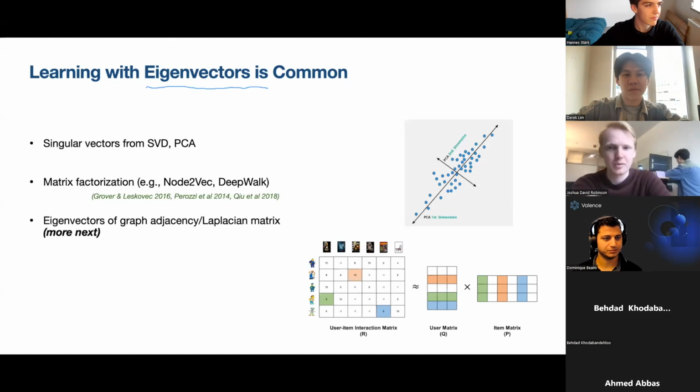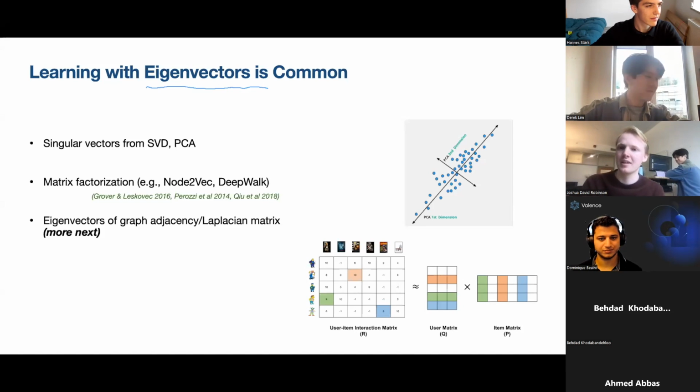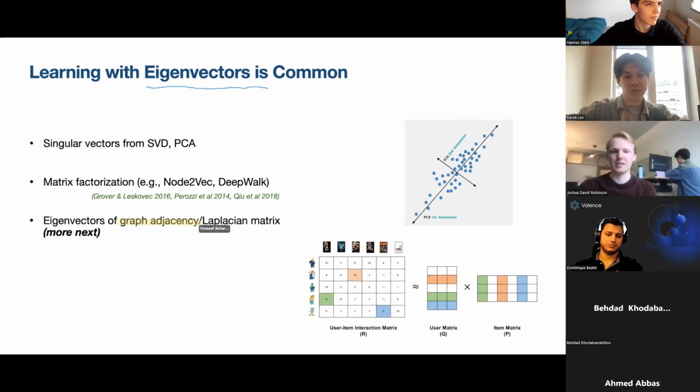And there are a number of important algorithms that can be recast as matrix factorization problems, including the famous node embedding algorithms, Node2vec and its special case DeepWalk. And another example of eigenvectors that are commonly used are those of the graph adjacency matrix and graph Laplacian matrix.